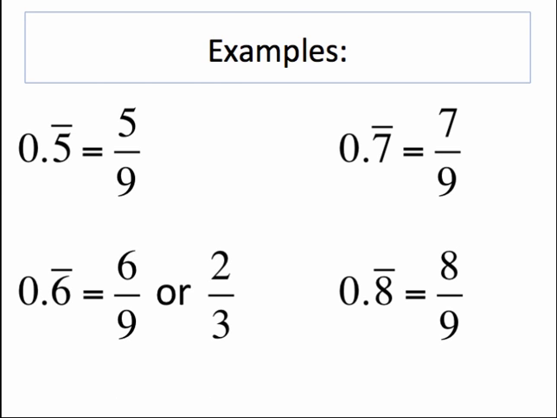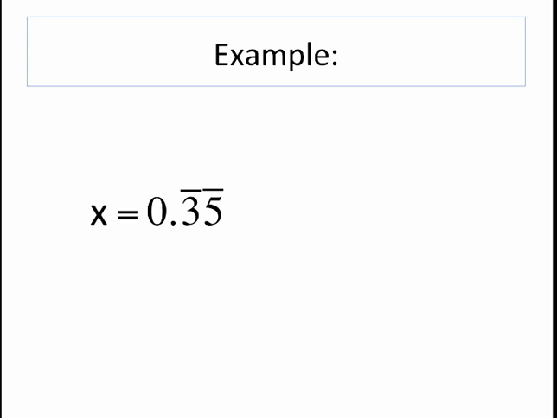If we repeated this process for multiple single-digit repeating decimals, you would see that the same pattern happens over and over again. 0.5 repeating is 5/9, 0.7 repeating is 7/9, and so on. In some cases you'll reduce your fraction, like 0.6 repeating reduces to 2/3, but once you've done a few of these, you don't have to go through the whole process over and over again. Now let's take a look at 2 digits repeating as an example, like x equals 0.35 repeating.